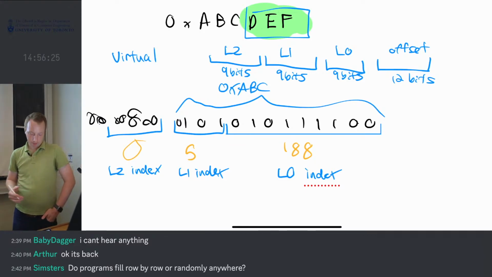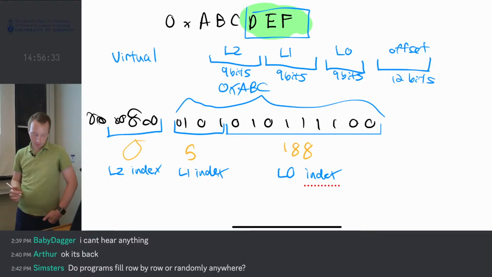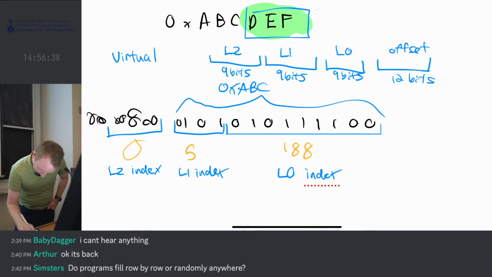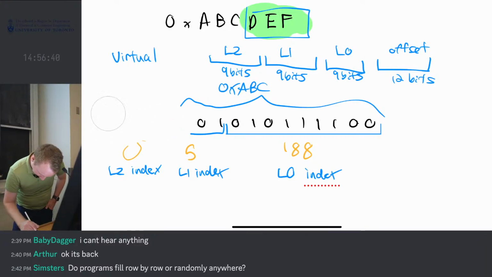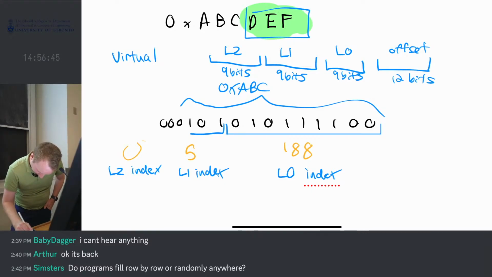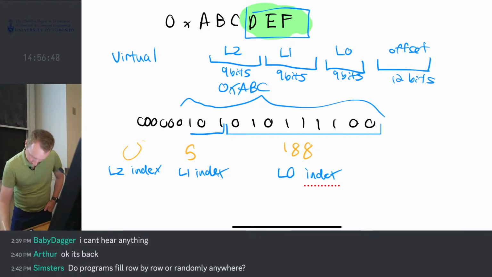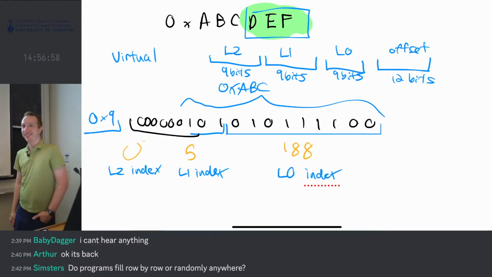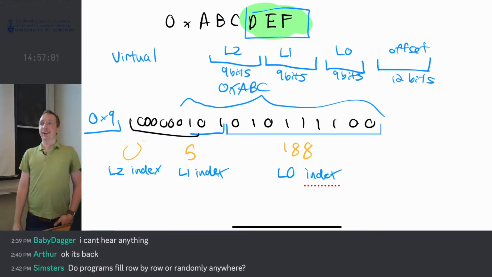And then why did we just pick 4 bits for the L1 index? Oh, yeah, I just shortened it. Technically, if I wasn't as lazy as I was, this should be 9 bits, and then this would be 9 zeros. I just don't want to write 9 zeros. All right, any other questions?